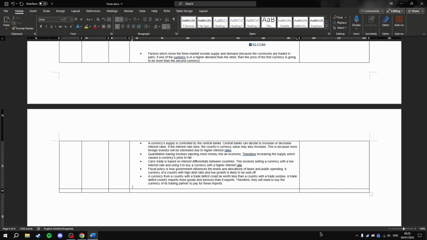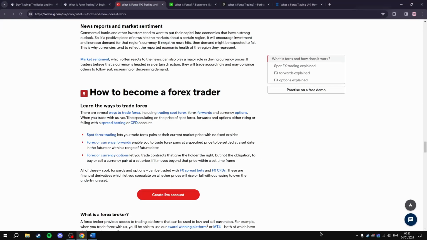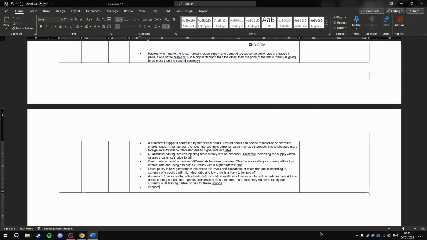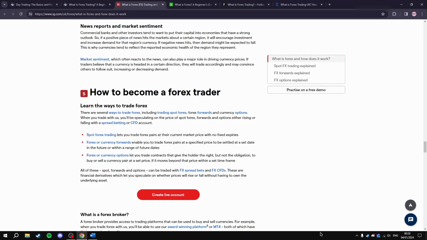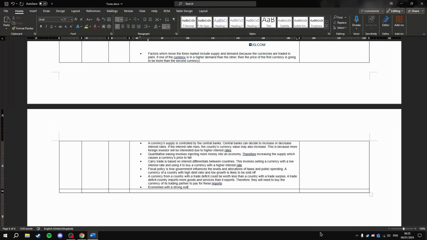Interesting. So commercial banks and investors: economies with a strong economic future, with a strong outlook, are more attractive for investors.